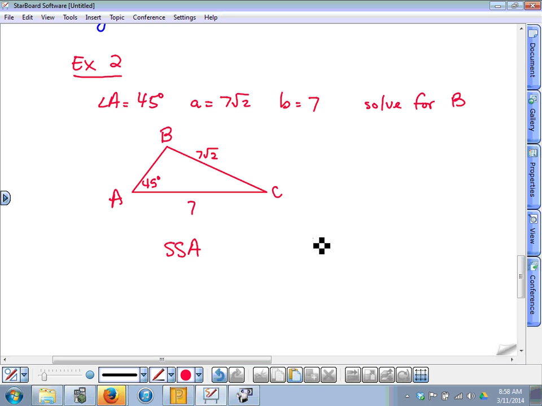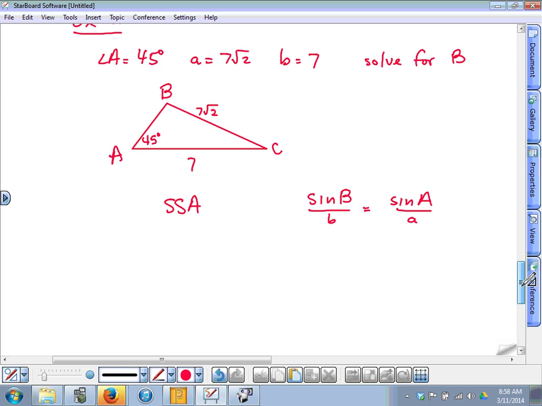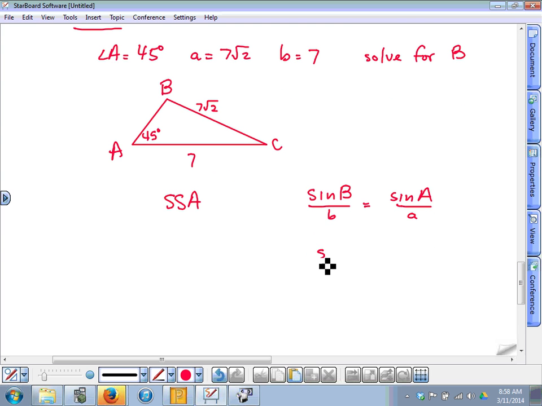So I'm going to use this version of the law of sines. Sine of B over little b. What should the other side be over here on the right? The ones that involve a. Sine of A over little a. So fill in what you know. Sine of B over little b, 7, equals sine of A over little a.